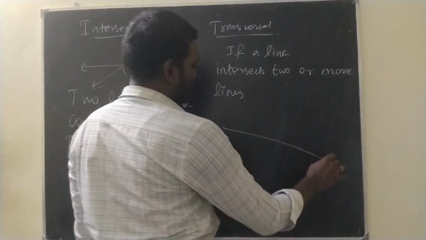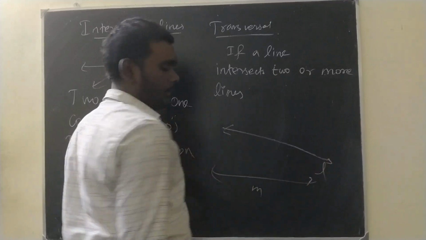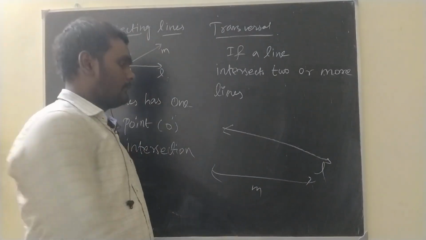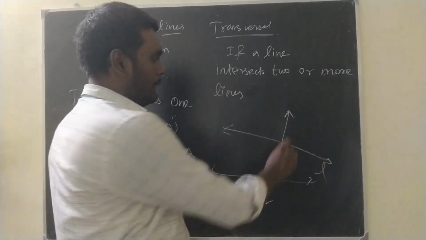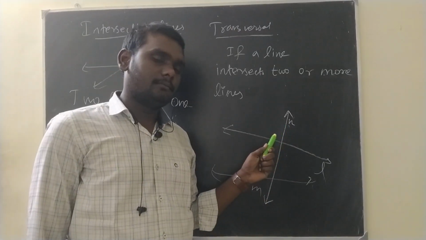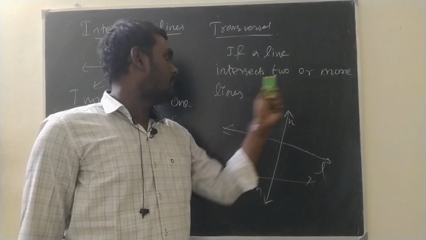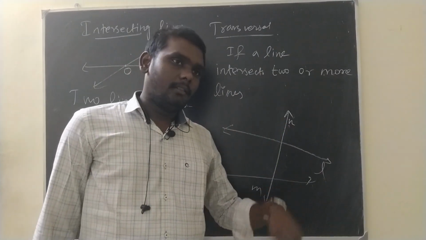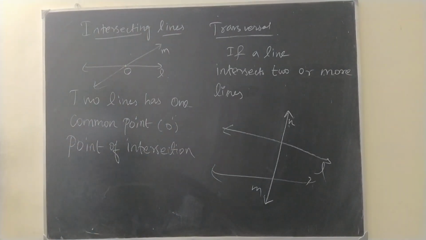In the diagram, this is one line L, that is one line M, we'll take. Okay. And a line which intersects more than one line, I am taking the name as N. See how many lines this N intersects? Two lines. So two or more means we can say it is a transversal. Okay. The same way it applies for three lines as well.